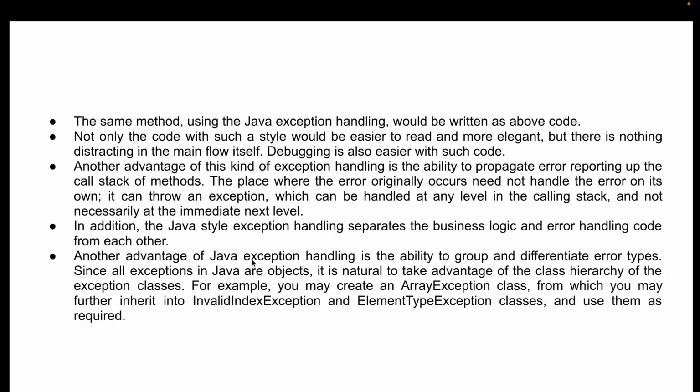Another advantage of Java exception handling is the ability to group and differentiate error types. Since all exceptions in Java are objects, it is natural to take advantage of the class hierarchy of the exception class. For example, you may create an array exception class from which you may further inherit into invalid exception and element type exception and use them as required. We'll see this as we go further with the demo exercises.